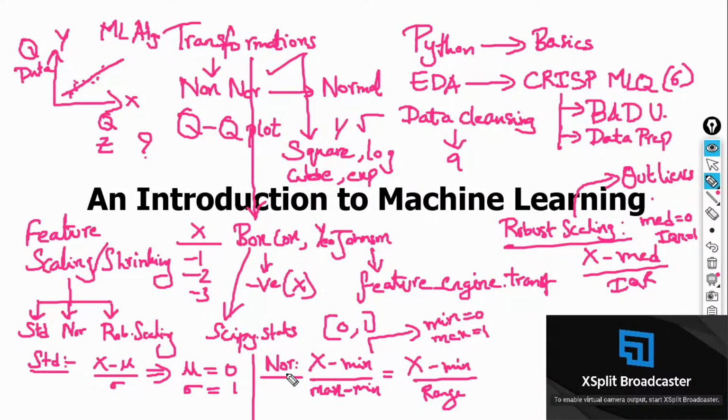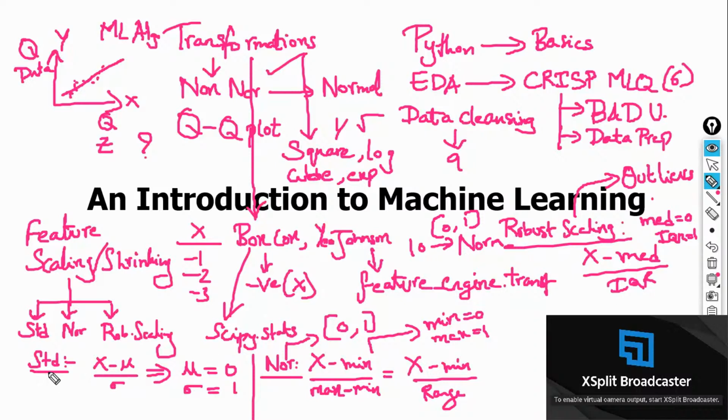Normalization is used when you want to bring all the features to a particular range. If you have 10 features, 10 columns, and you want to bring all these 10 columns into a particular range, say 0 to 1, then go with normalization. Because that is the output, right? The minimum value will be 0, maximum value will be 1. So you are bringing all the features to a particular scale.